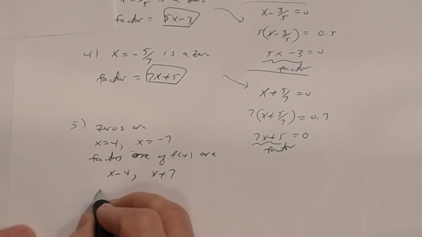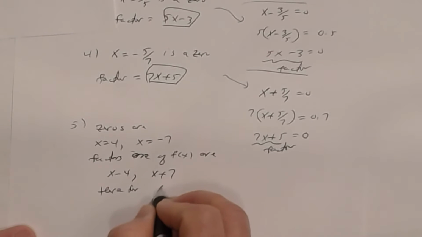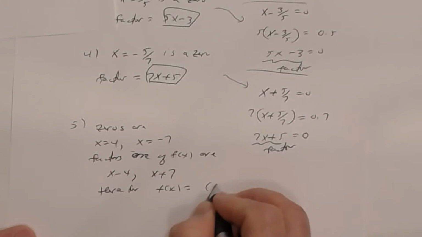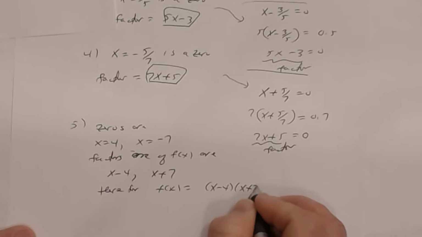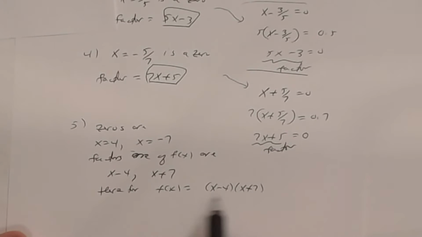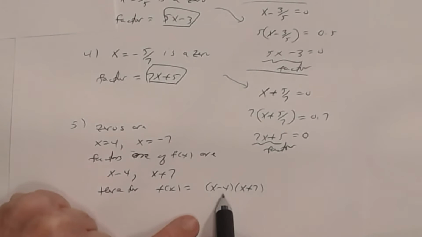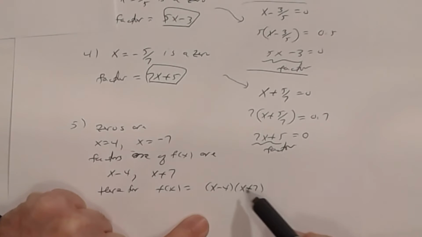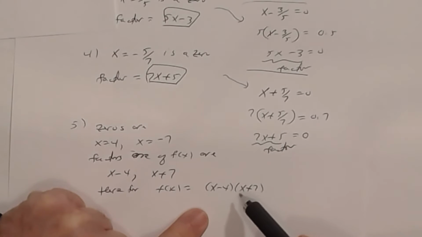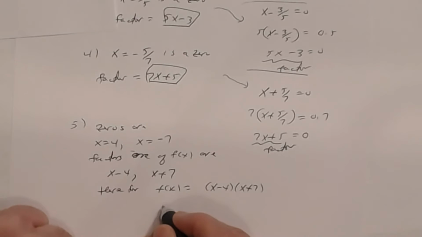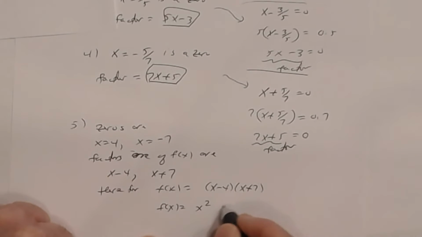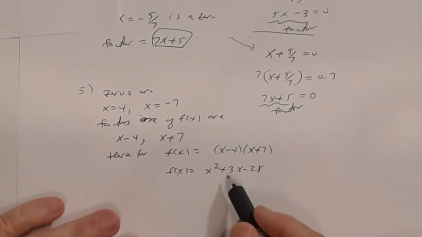And so therefore f of x would equal x minus 4 times x plus 7. And it's okay to leave it like this because sometimes, especially in the next problem, you could have multiple factors. But this is easy to multiply. So f of x will equal x squared, if you use the FOIL method, plus 3x minus 28. So there's one of your functions.